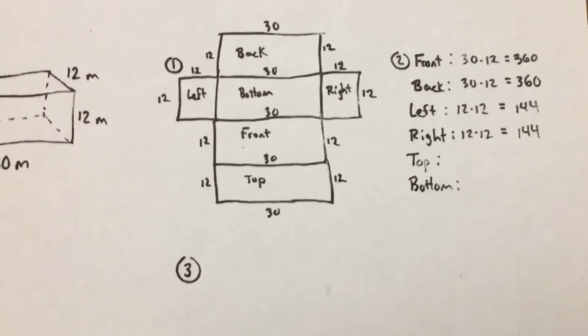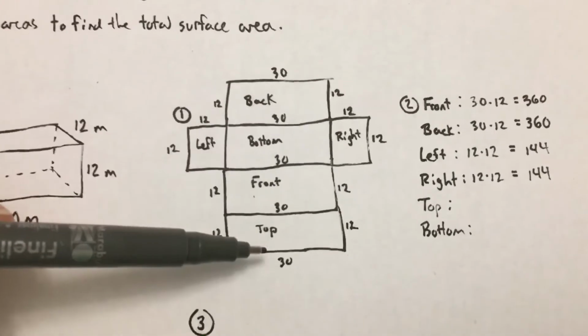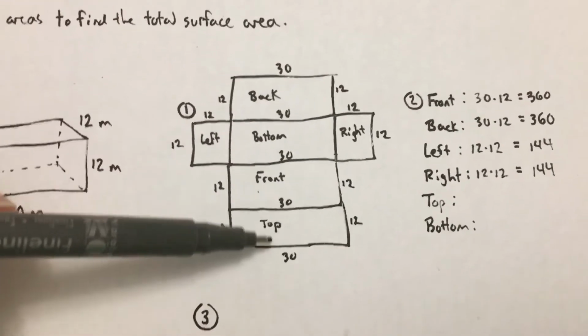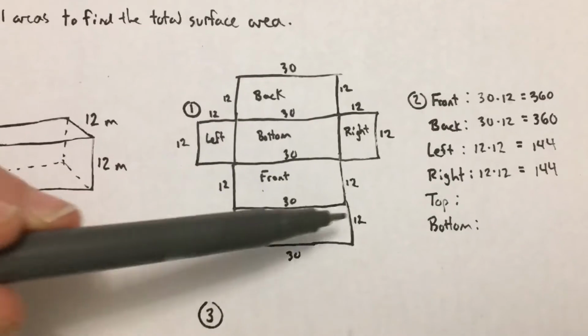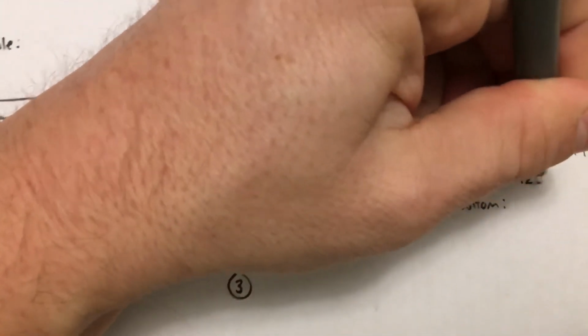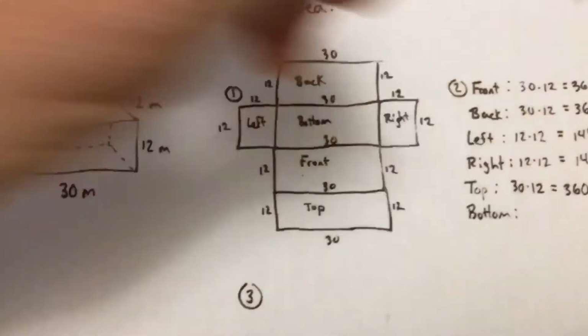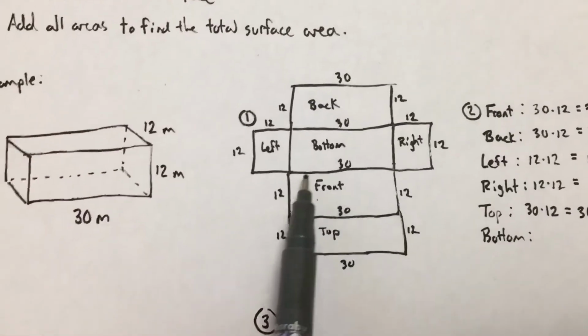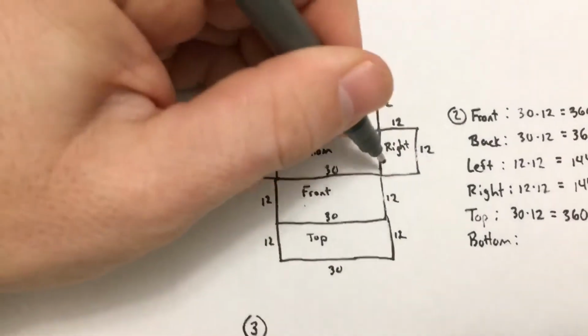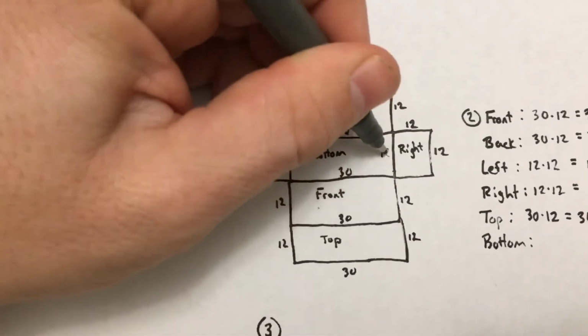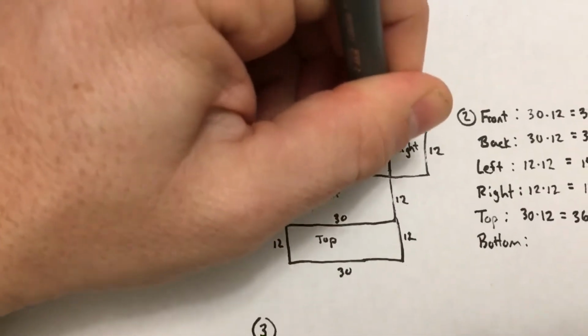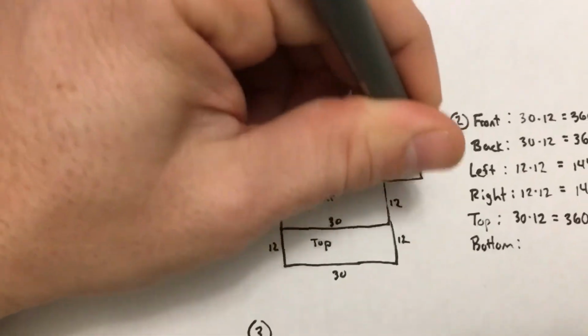And now we look at the top and bottom faces and look at their edges. Well, the top face is 30 by 12, so 30 times 12 for that one, which gives us 360. The bottom face, long edge is 30, and we know that this edge has to be 12 because it is opposite and parallel to this edge that we identified over here.